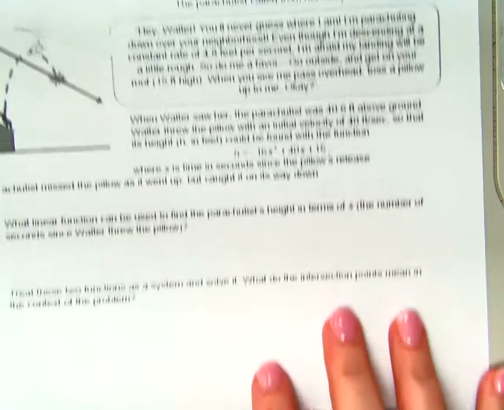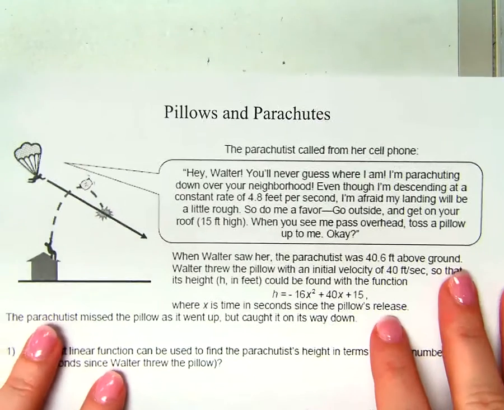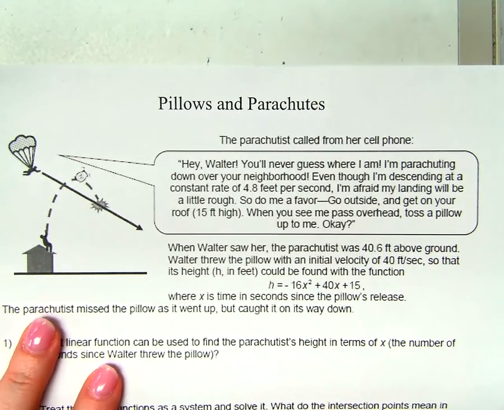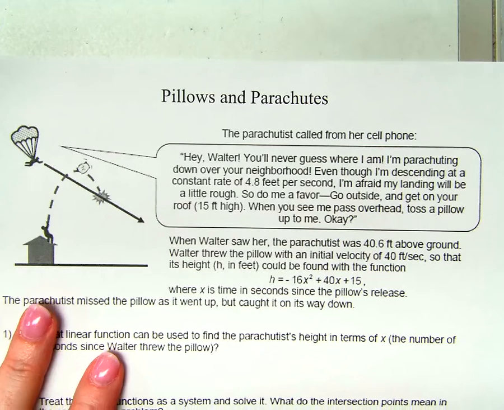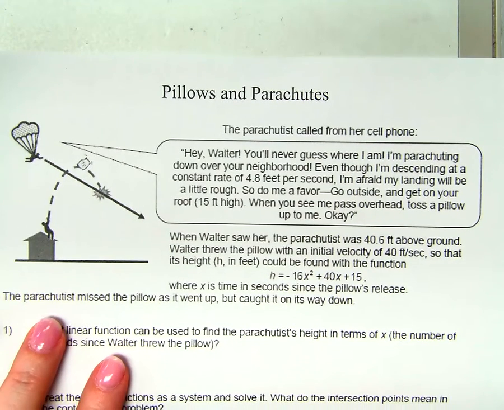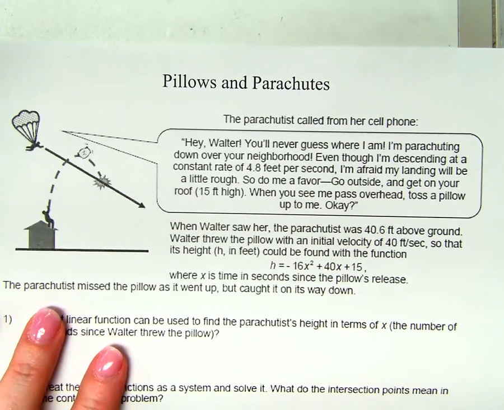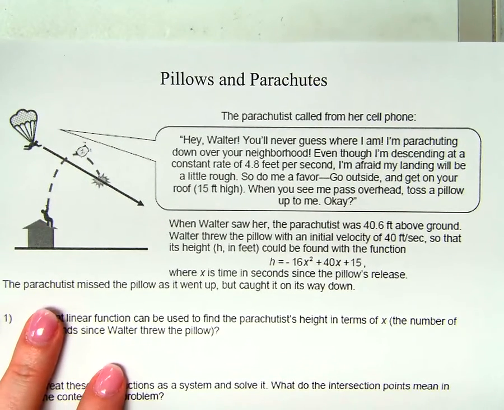All right. One of my favorite worksheets to do all year. The parachutist called from her cell phone. Hey, Walter, you'll never guess where I am. I'm parachuting down over your neighborhood. Even though I'm descending at a constant rate of 4.8 feet per second, I'm afraid my landing will be a little bit rough. So do me a favor. Go outside and get on your roof. When you see me pass overhead, toss me a pillow.